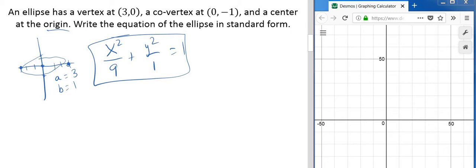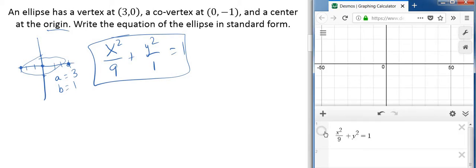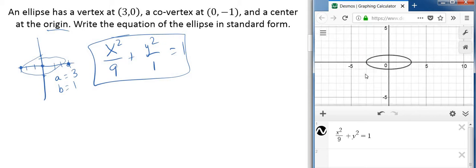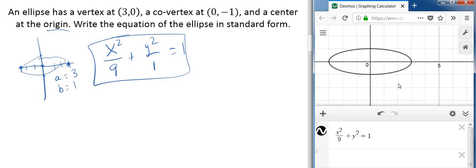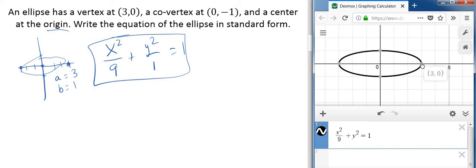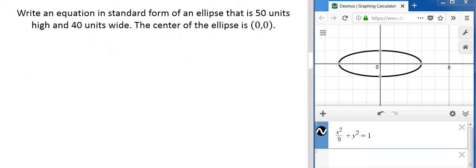Let's check that. Let's bring Desmos in over here. So I've got that equation I've already typed in, and I'm zoomed way out. Let me zoom in here. So hey, there's an ellipse. Let's click on it. So 3, 0, right? Negative 3, there's negative 1. Hey, that looks like that ellipse. Not too bad, okay?